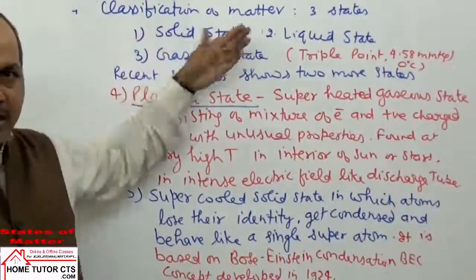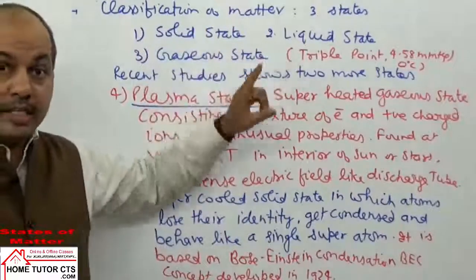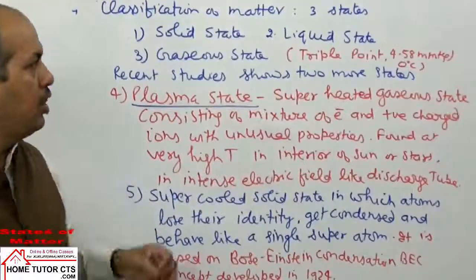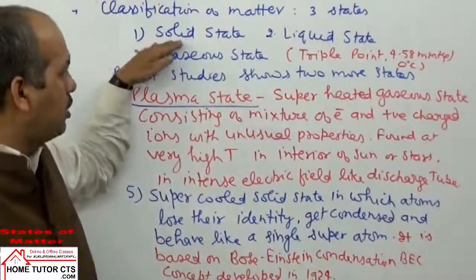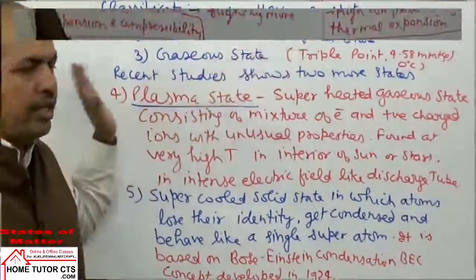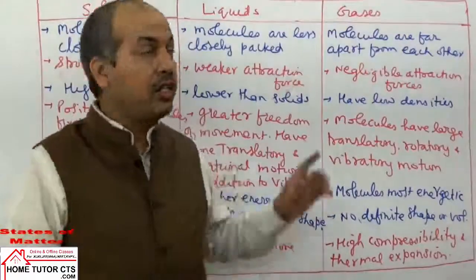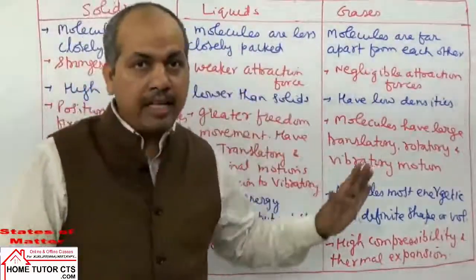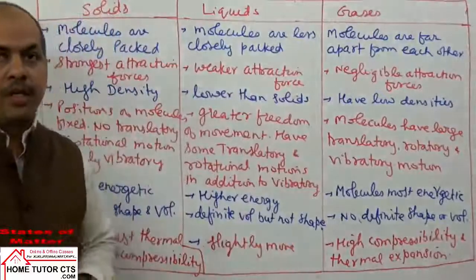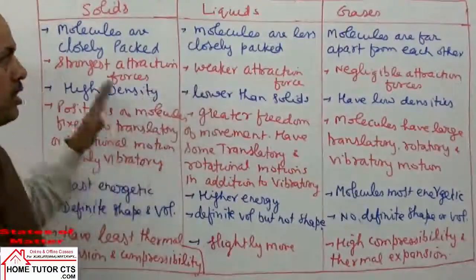Because the same substance can occur in three states at the same temperature or at different temperatures. So let us take some differences of the solid state, liquid state, and the gas state. Now coming to the differences in the three states of matter, which have been summarized here in the given table. The key differences have been given in the table.